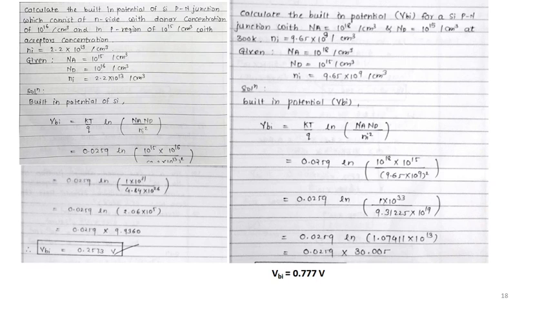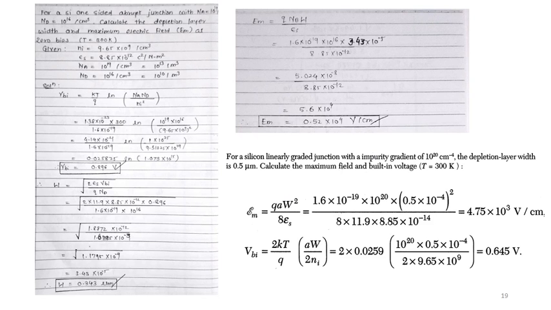Then calculate the built-in potential as in the previous problem. Here only the donor and acceptor concentration values change, and the intrinsic carrier concentration is 2.2 times 10 to 13 per centimeter cube. Solving the same way as before, step by step in the notebook, VBI is equal to 0.2573 volt. Next problem: the intrinsic carrier concentration is 9.65 times 10 to 9 per centimeter cube, Na and Nd are 10 to 18 and 10 to 15. Solve step by step. Finally you get VBI equal to 0.777 volt.